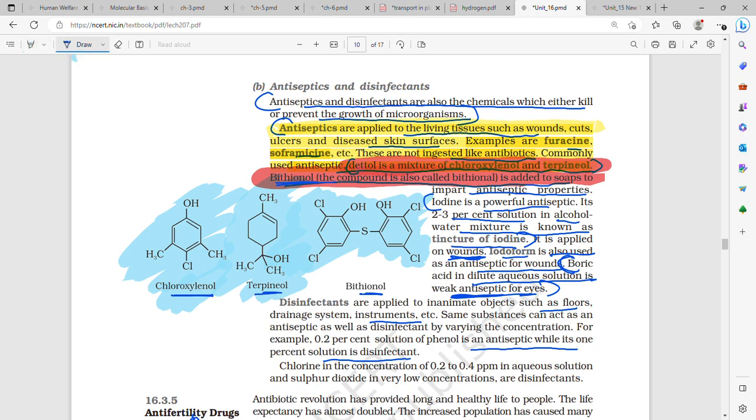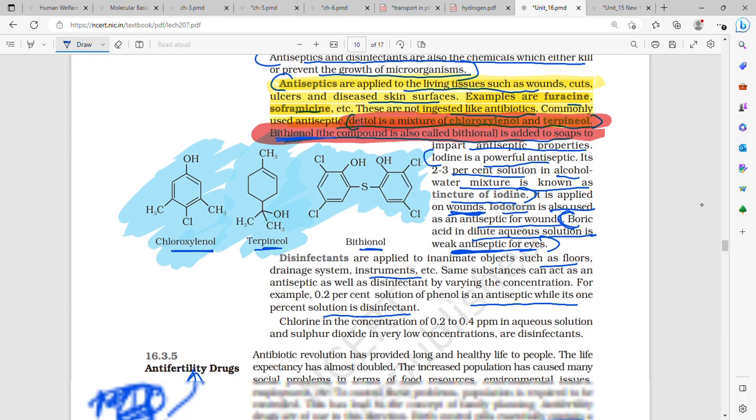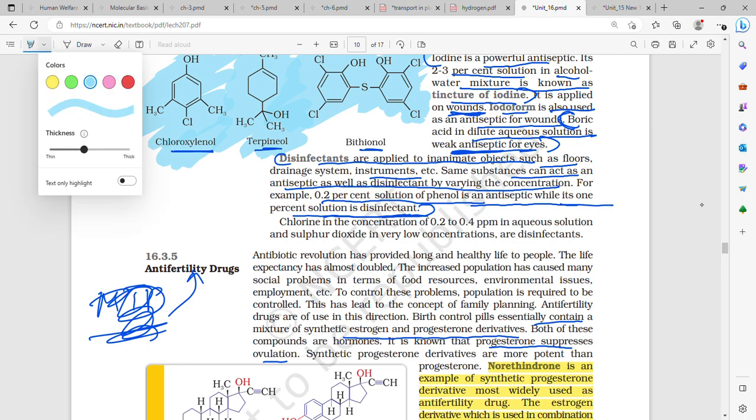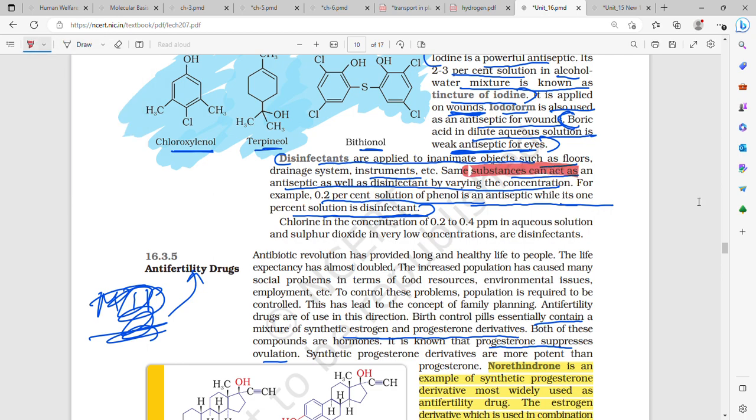Disinfectants. Disinfectants are applied on inanimate objects such as floors, drainage systems, instruments, etc. Some substances can act as antiseptic as well as disinfectant by varying the concentration. For example, a 0.2% solution of phenol is an antiseptic while a 1% solution is a disinfectant.